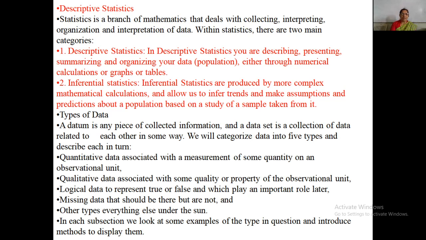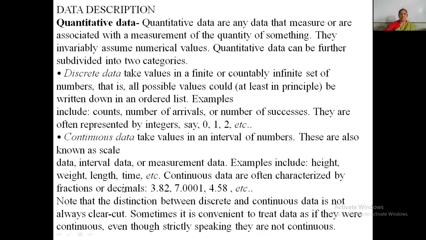Further, the different types of data sets we have discussed are, first, quantitative type of data. Quantitative type of data is obtained through the process of measurement or counting, while qualitative data is associated with some quality or property of the observational unit. Further, we have given the definition of logical data, which represents true or false, which plays an important role in statistics. Further, one can think of missing data and how the missing data should be handled, and there are certain techniques for allocating the missing data. Such things we have discussed earlier.